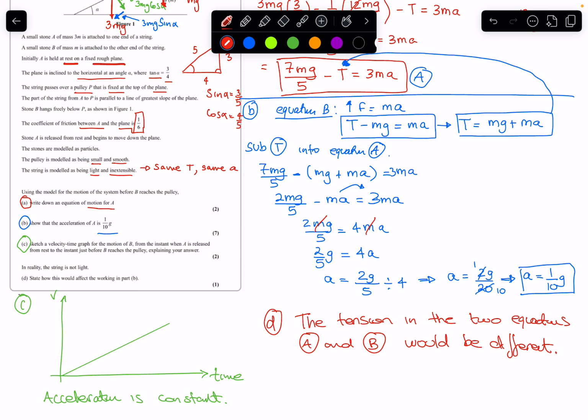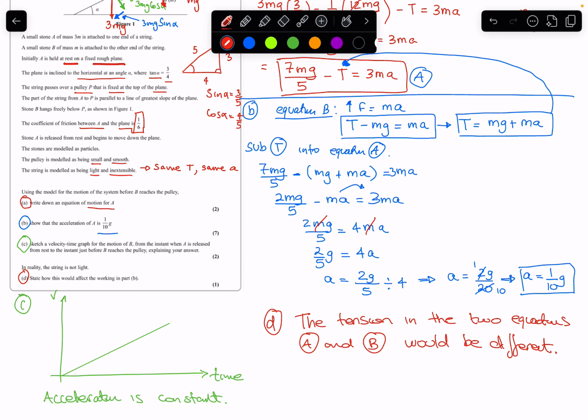So as I said, it's very important that the string is light and inextendable. That means the same tension, and also the acceleration is the same across both A and particle B. So this is the assumption question that you get at the end. This 1 marker question always tries to catch students off guard. Students don't pay too much attention because it's just 1 mark, but it's very important that we're able to answer every single part of the question to maximize our marks in the exam.